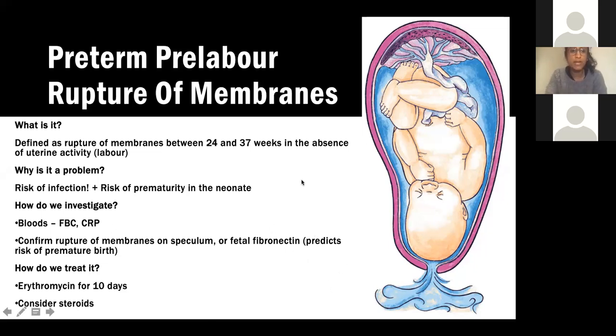But it's very much dependent on how their infection markers are, if they're stable on observations, and if they're happy to go home. Because there's no point in keeping someone who's 25 weeks. So you just send them home and safety net them very carefully to come in if they have any signs of labor. And you'd send them home on antibiotics to cover them for any infection.